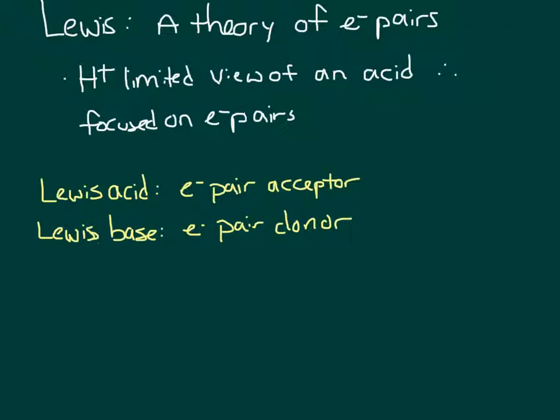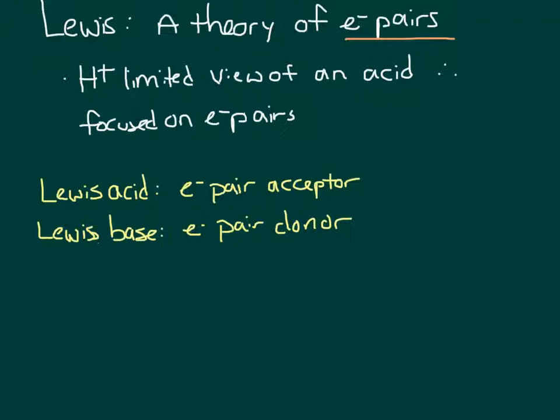The second theory is the Lewis theory. Yes, Lewis dot structures. In bonding, he's come back again. And if you remember from Lewis dot structures, what we focus on in Lewis dot structures are those electrons. So he focuses on electron pairs.